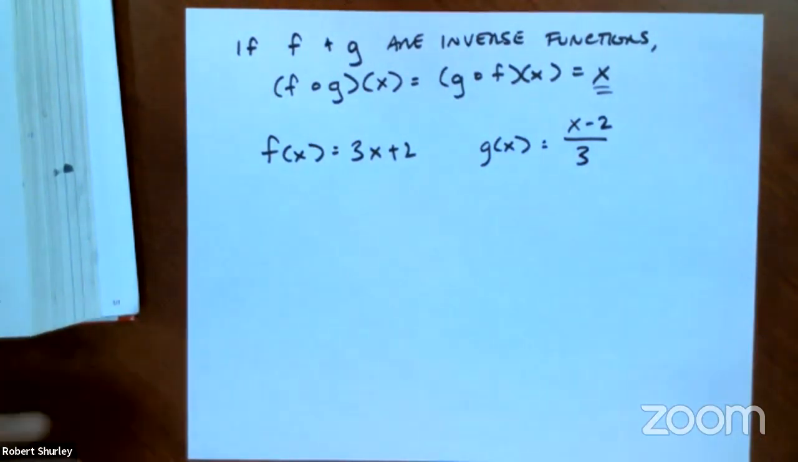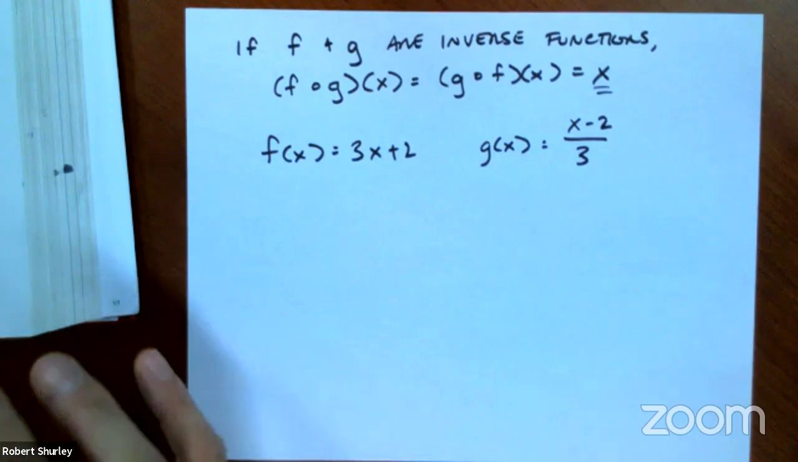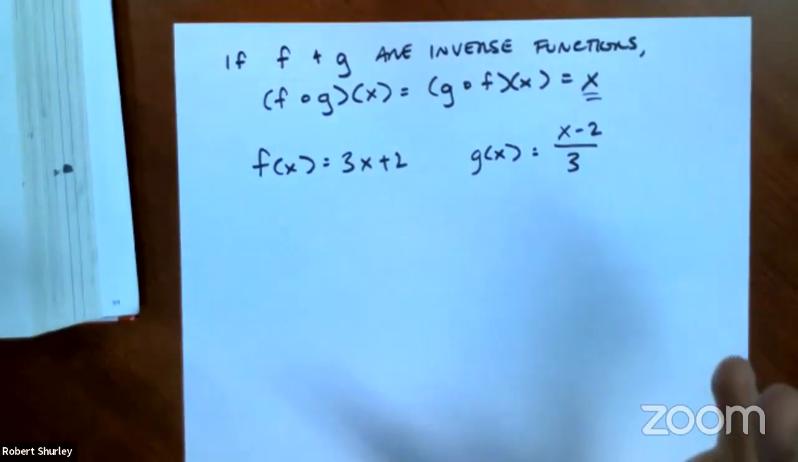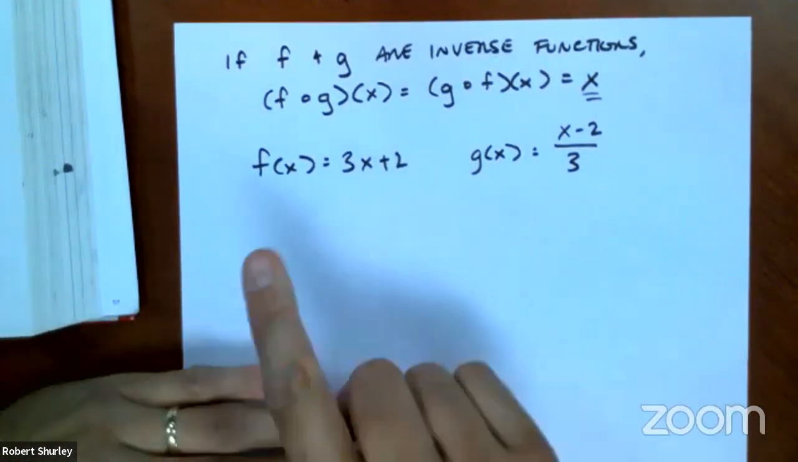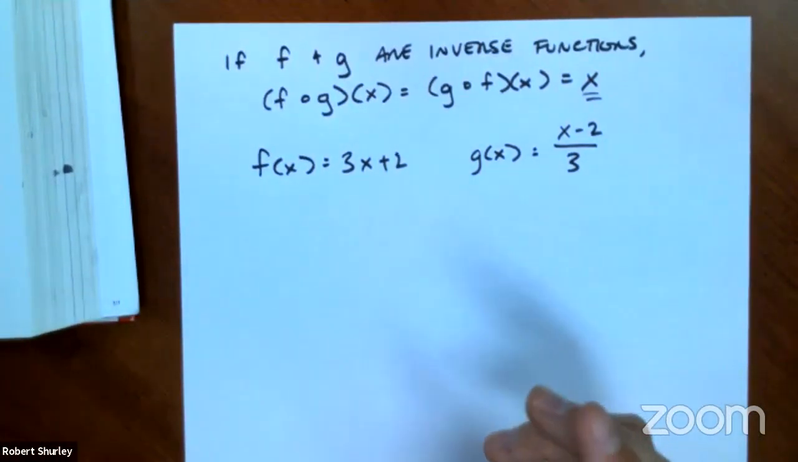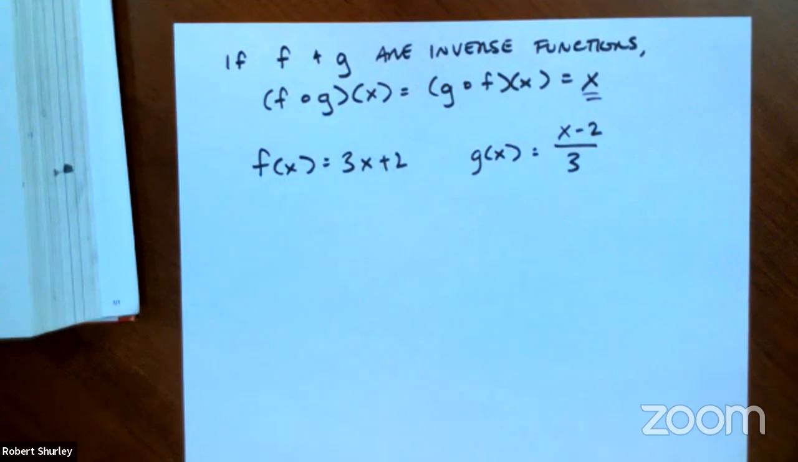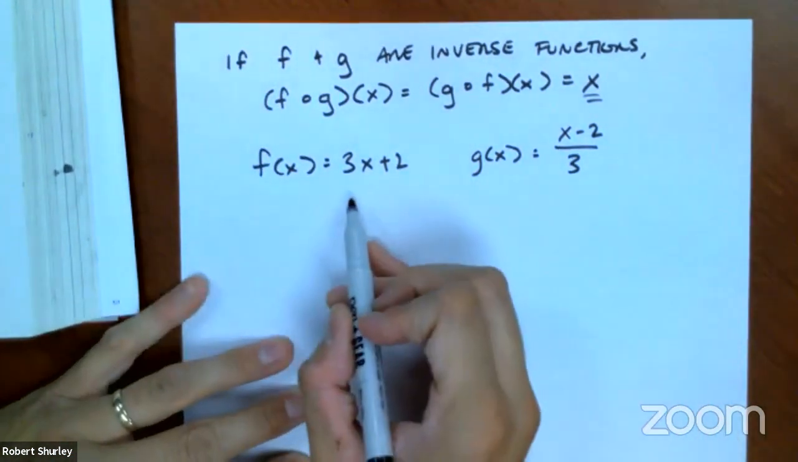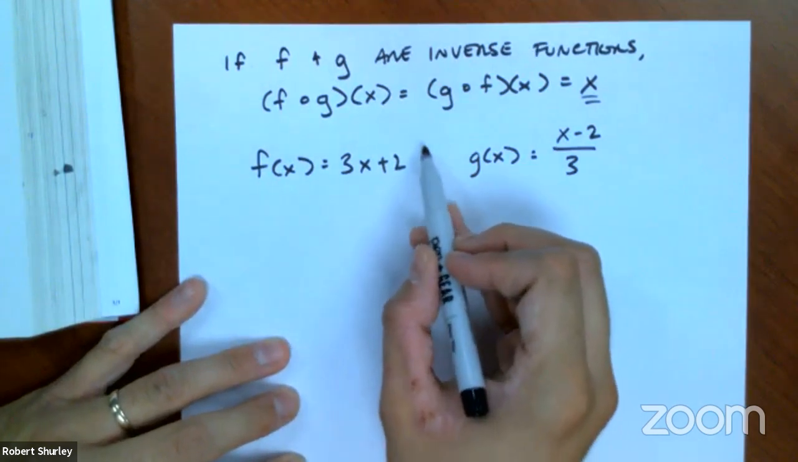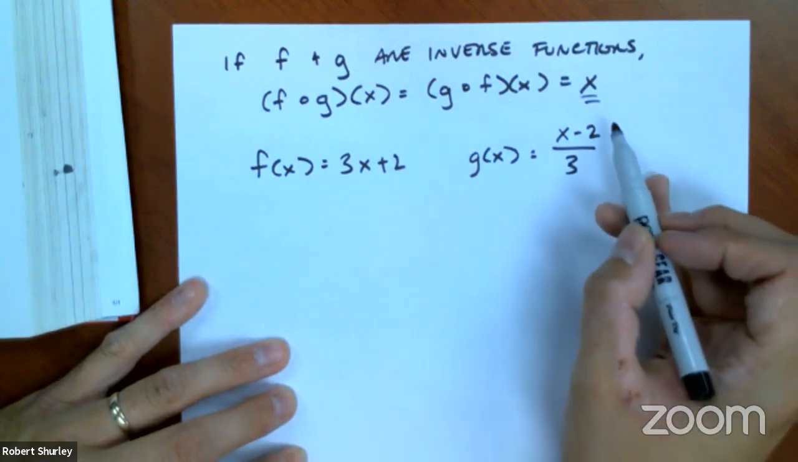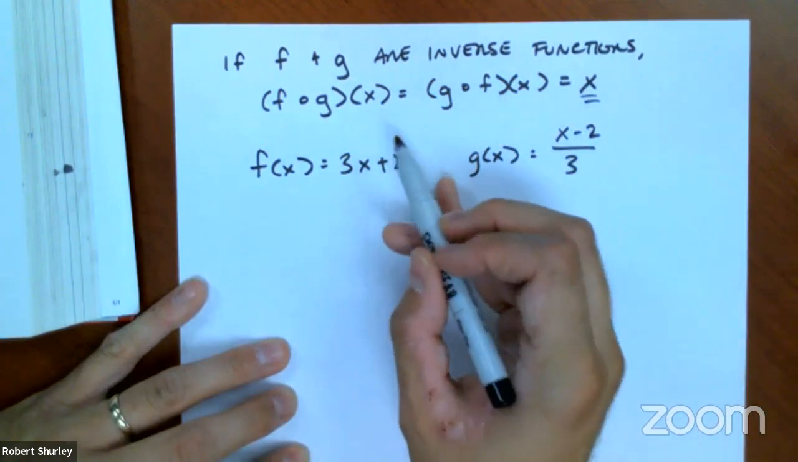If I take the composition here, which is what we went over in 2.6, it doesn't matter which way. I can plug f into g or g into f. It turns out that I'm going to wind up with x because I know these are inverses, but it's a way to check to see if two functions are inverses. So I'm going to think about which way's easier. I think it's going to be easier to plug this f function into the g function rather than taking a fraction and plugging it into an equation.